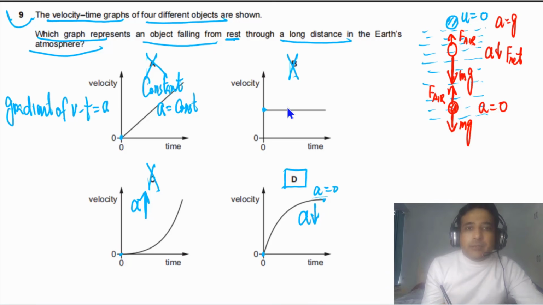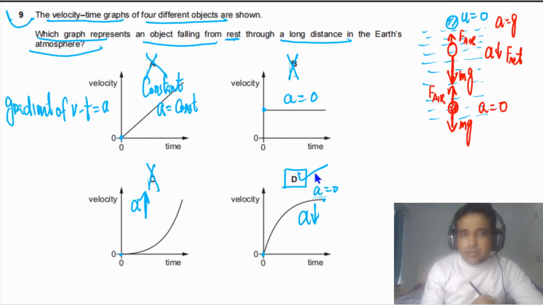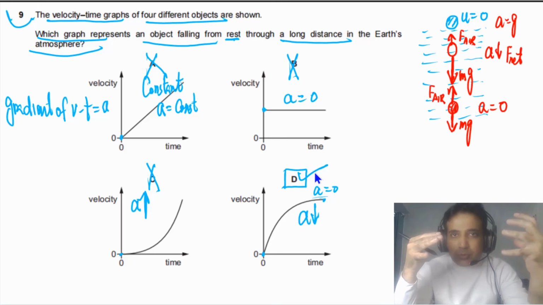This question is telling us that acceleration is equal to 0. Because the gradient of the line is 0, it means acceleration is 0. It means the ball is falling with constant velocity. So the answer for this question is D. This is also a typical question. You need to understand these concepts, how to approach this type of problem.